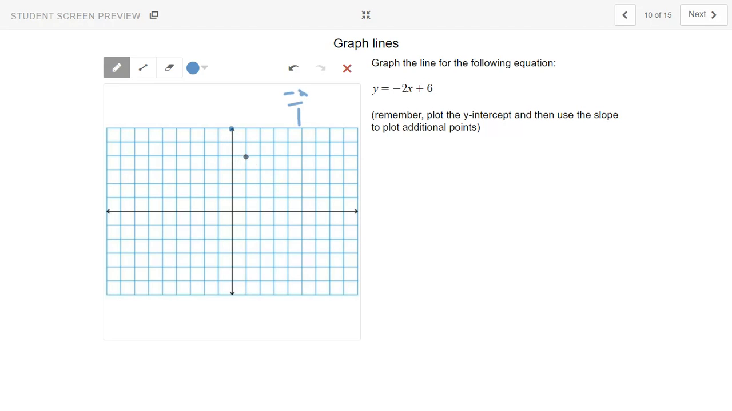Drop 2, right 1. Down 2, right 1. Down 2, right 1. Constant rate, you know what I'm saying? Constant rate of change. It's dropping 2, right 1. All right, draw my line. Did I hit all the points? I did. So that is my answer.